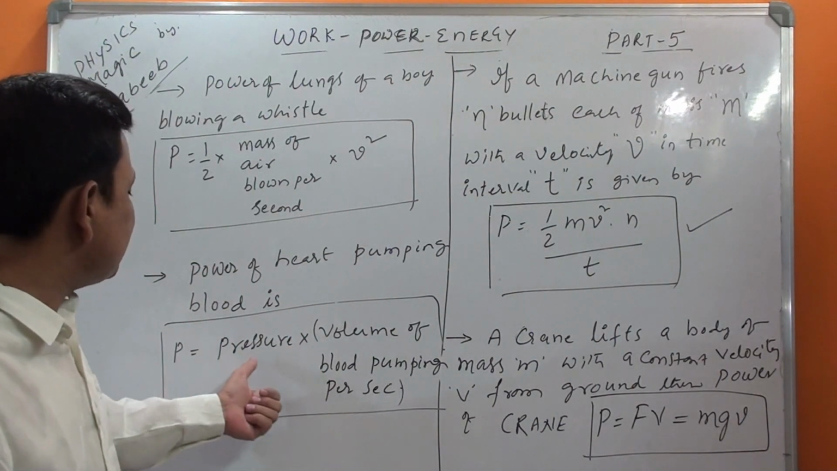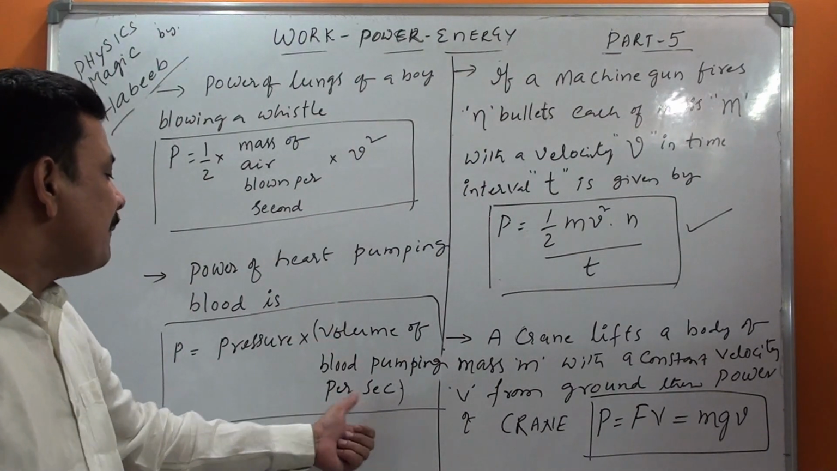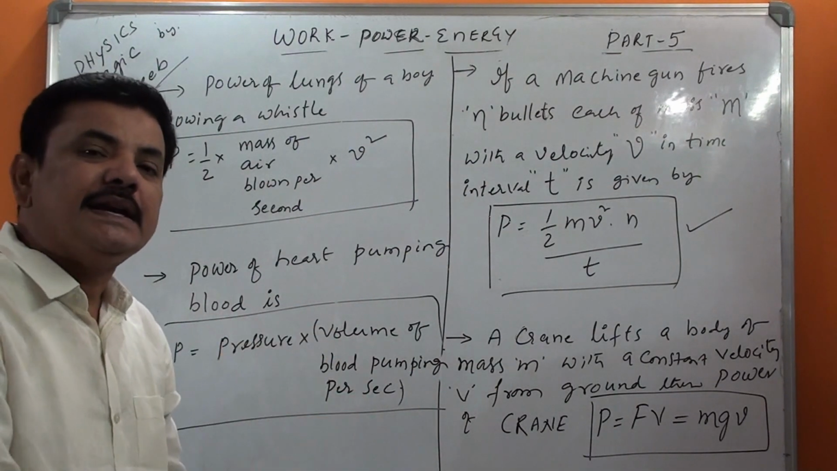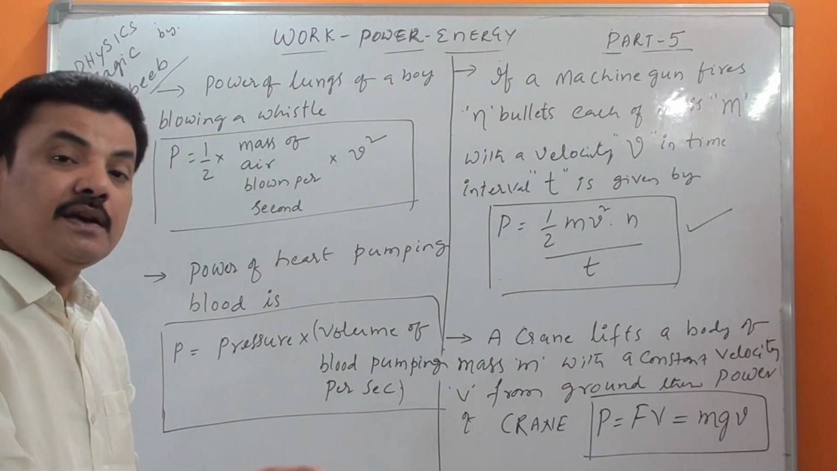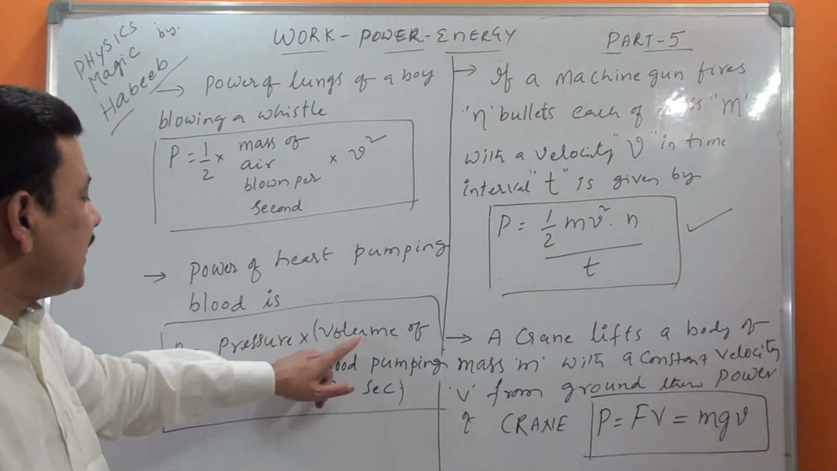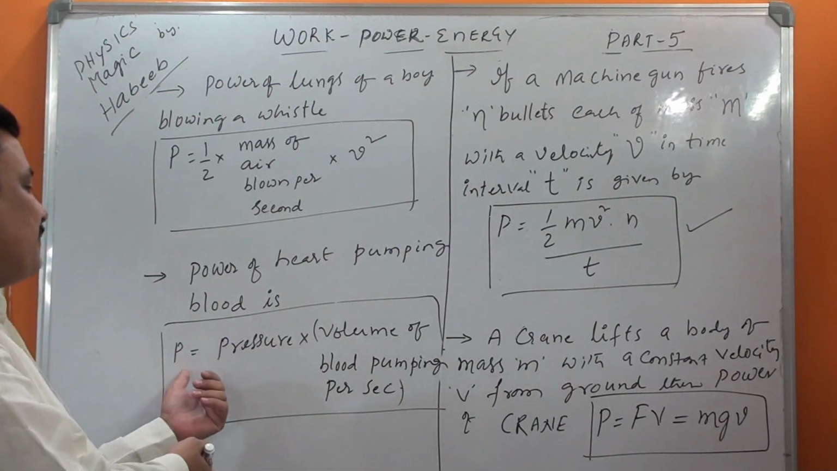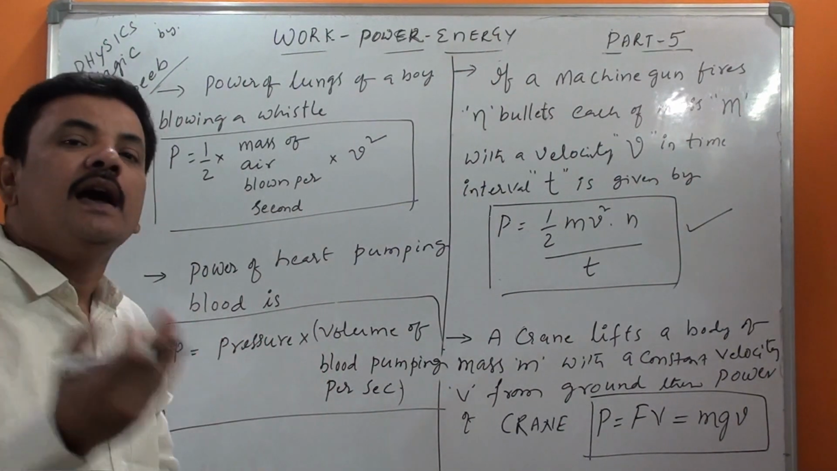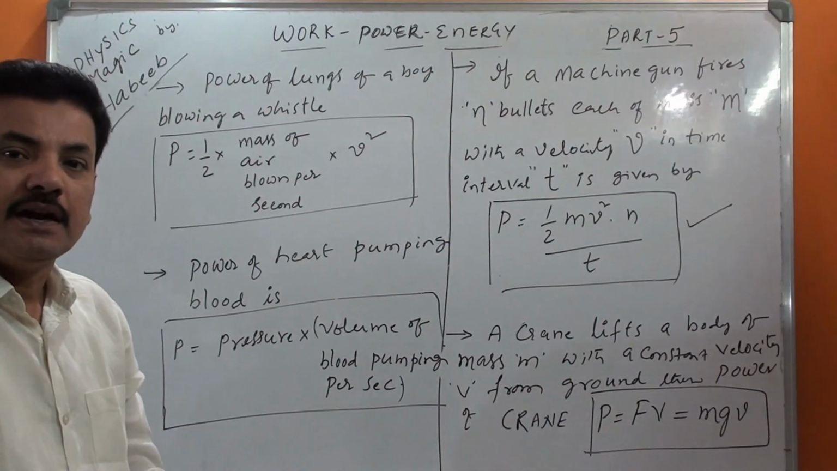In that one, P, the power, is equal to pressure into volume per second. So W will be written as pressure into volume also. You have one formula, PV: work done will be equal to the product of pressure and volume. From that, per second means divided by time. So work done by time is nothing but power. So this formula will help you in finding the power here. So these are the four important applications.